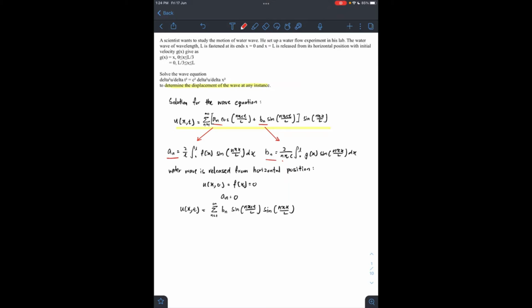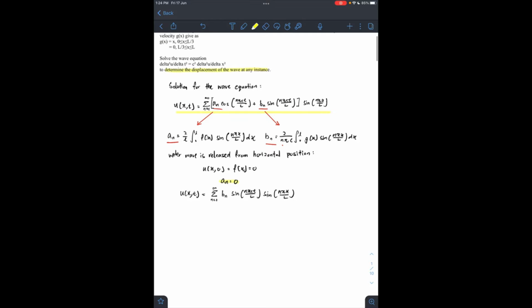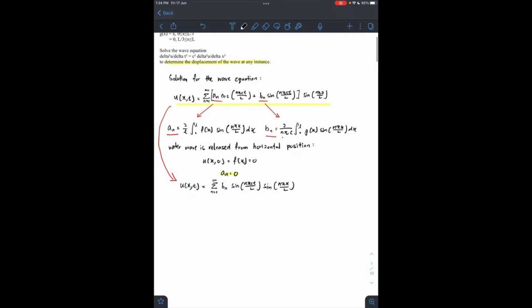Okay, so from this question, the water wave is released from the horizontal position. So this means that the an is equal to 0. After this, with an equal to 0, the solution for the equation will become this. Yeah, because the an is equal to 0. So the next thing we need to find is the bn.